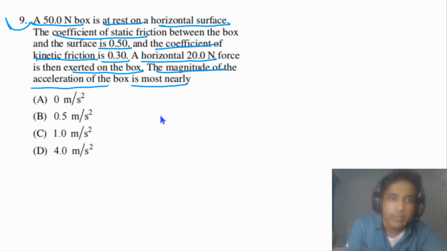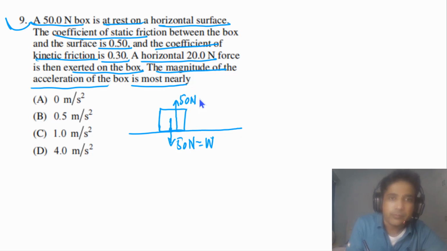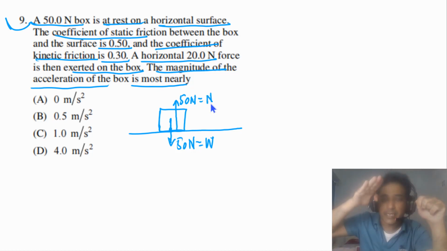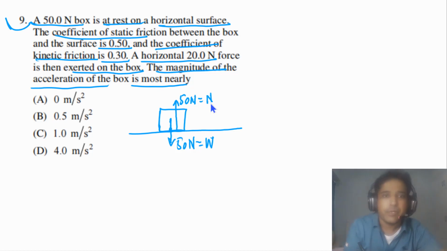First of all, we can sketch our block, and this block is placed on a horizontal surface. The weight of the block is 50 newtons, so we can draw the weight of the block. This is the weight of the block, equal to 50 newtons. The normal reaction force on this block also has to be equal to 50 newtons, because the block is not accelerating vertically up and down.